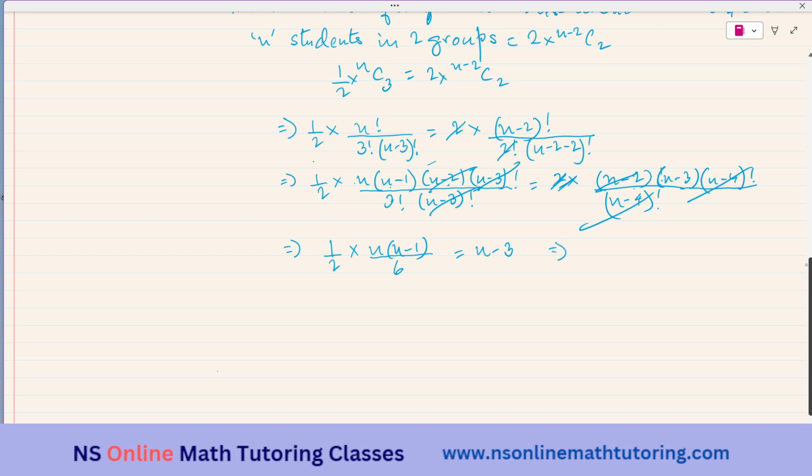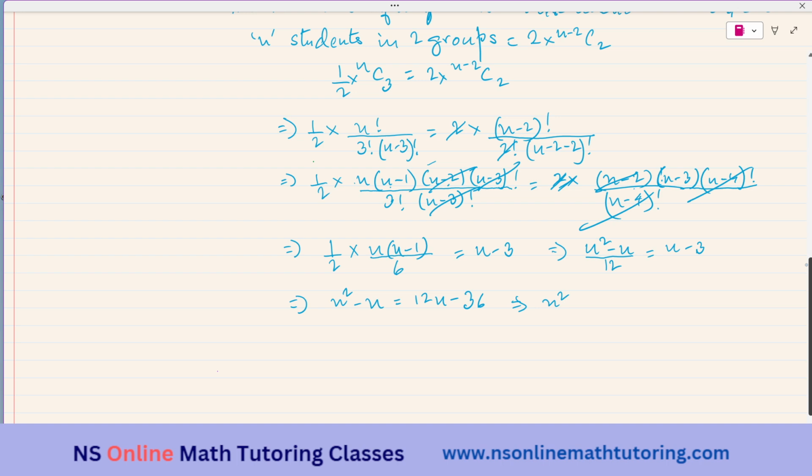So this is n square, I am expanding n times n minus 1. It is n square minus n over 12 is equal to n minus 3, or cross multiplying, I am having n square minus n is equal to 12n minus 36. Okay. And it is a quadratic equation, so I have to bring all the terms to one side of the equal to sign, and the other side will be a 0. So I am actually adding minus 12n plus 36 to both the sides.